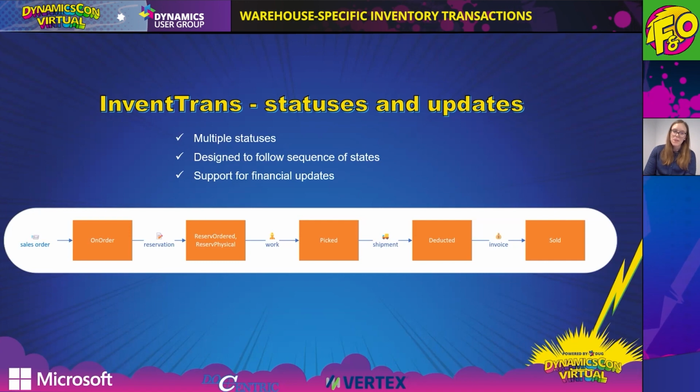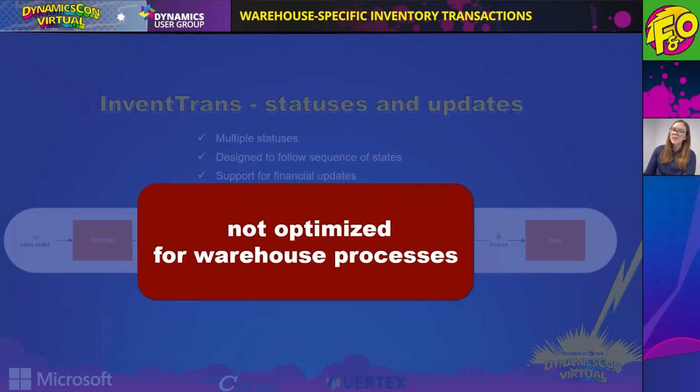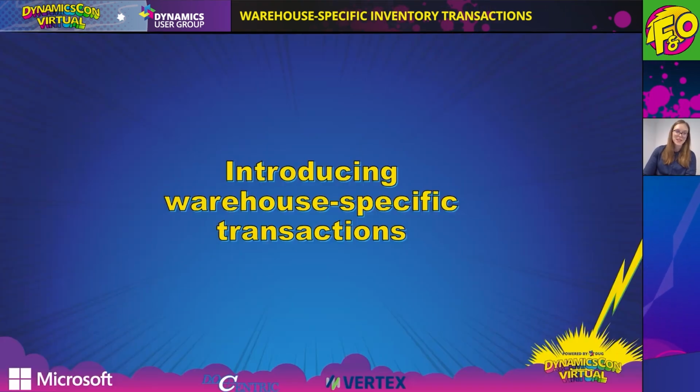This is a nice system, but when we focus on the warehouse part only, it becomes a little bit too sophisticated, too complex, because inventory transactions are not optimized for warehouse processes. This and the fact they are not great with tracking dimensions gave us the opportunity to come up with something new. Here we are, happy to introduce the new warehouse-specific transactions.